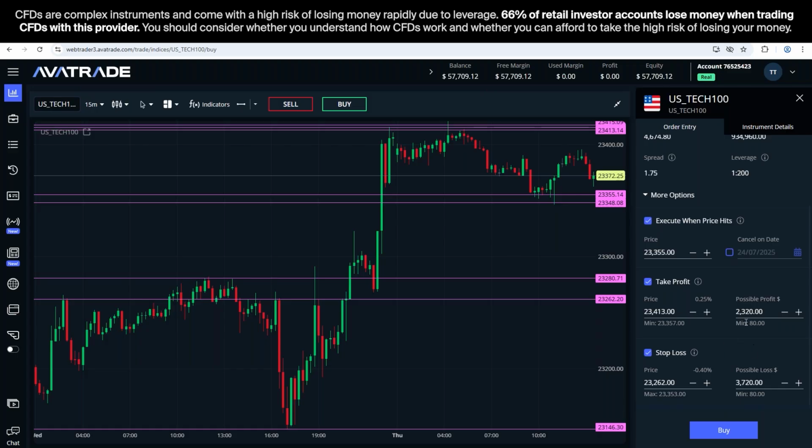So I'm looking to make a profit of 22,320, risking a bit more than that at 3,720. Okay, so in this case, I would be risking a little bit more than the potential profit. You might rethink that and say, you know what? I don't want to risk more than the potential profit. Maybe you do, maybe you don't.